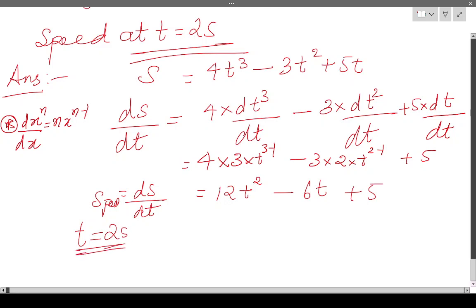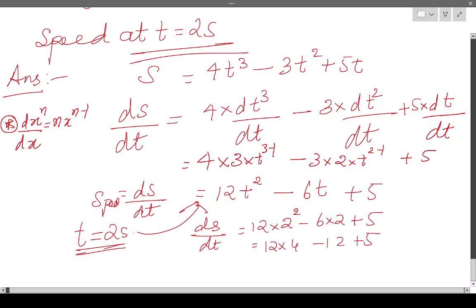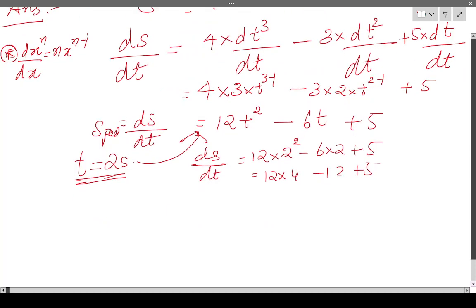So what you have to do now is substitute 2 seconds in this expression. ds by dt is going to be 12 into 2 square minus 6 into 2 plus 5. That is 12 into 4 minus 12 plus 5. 12 into 4 is 48, minus 12 is 36, 36 plus 5 is 41 meter per second.